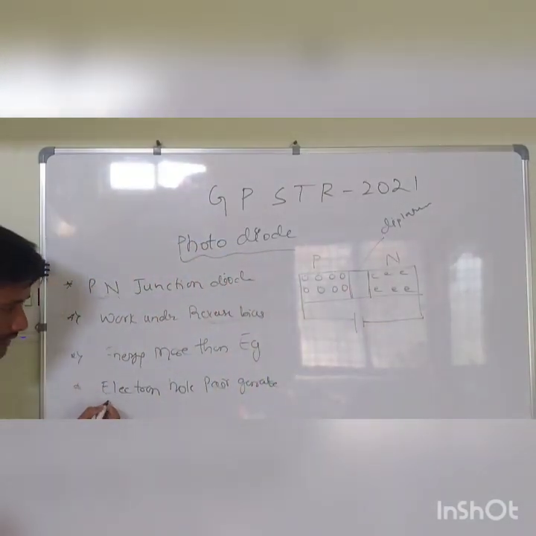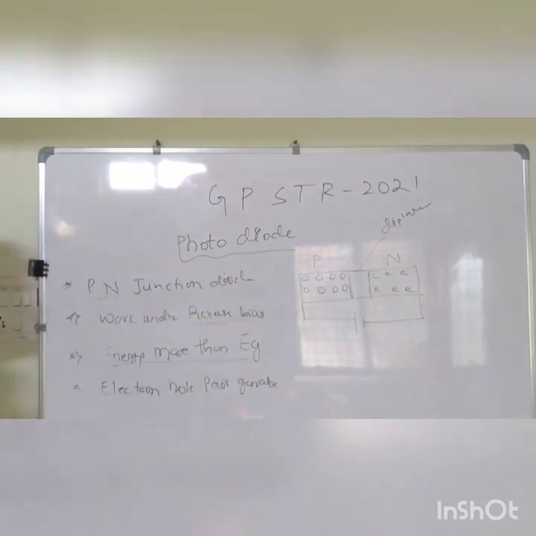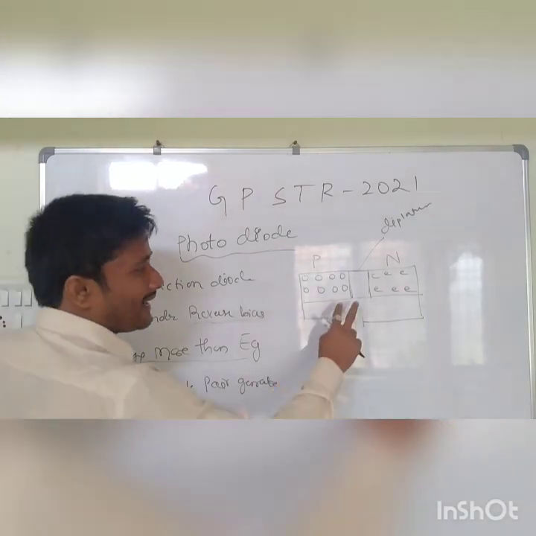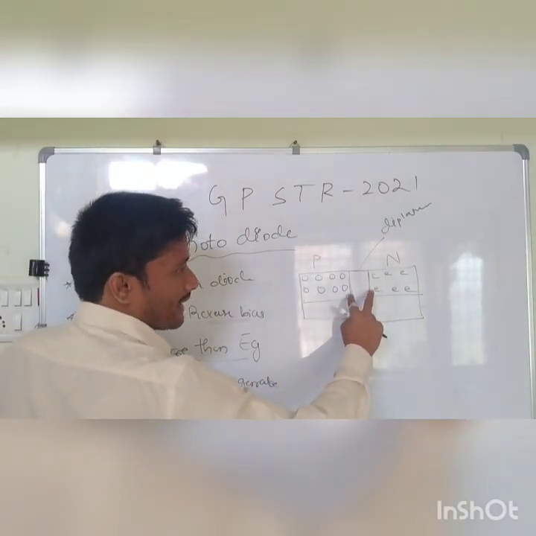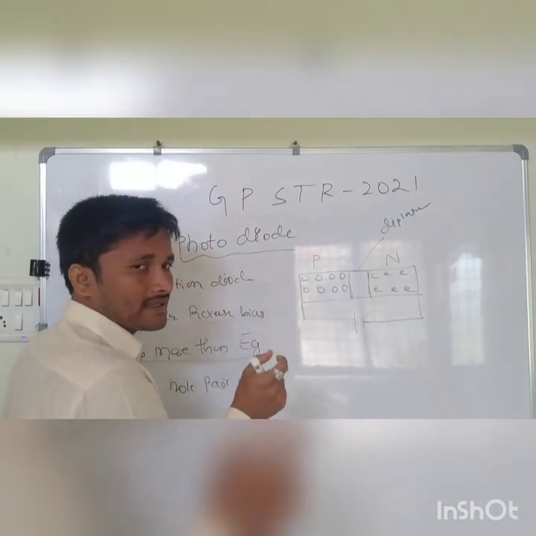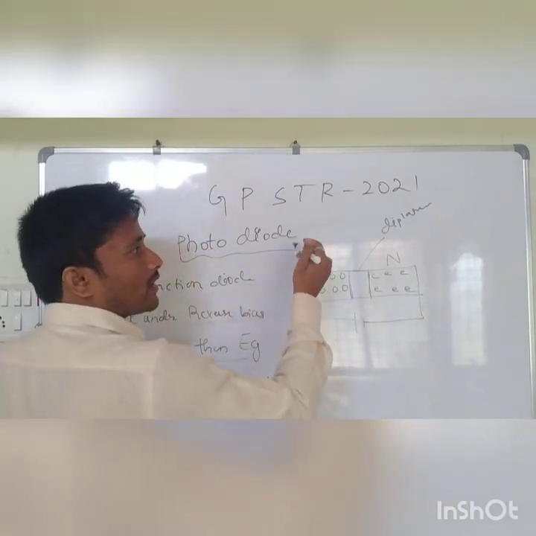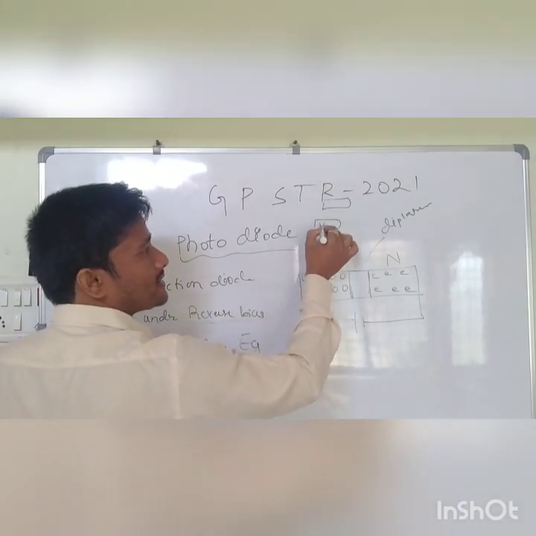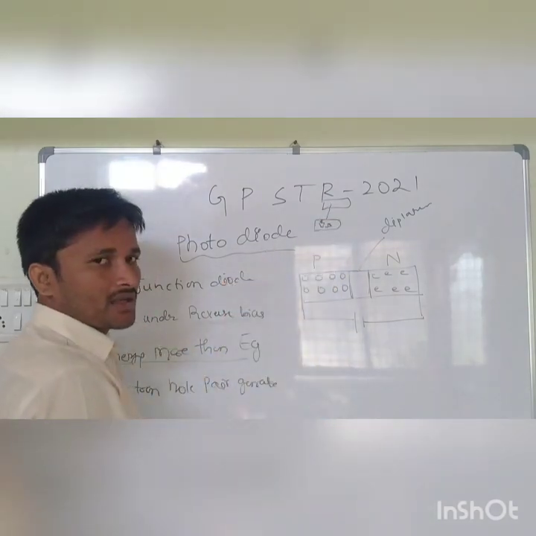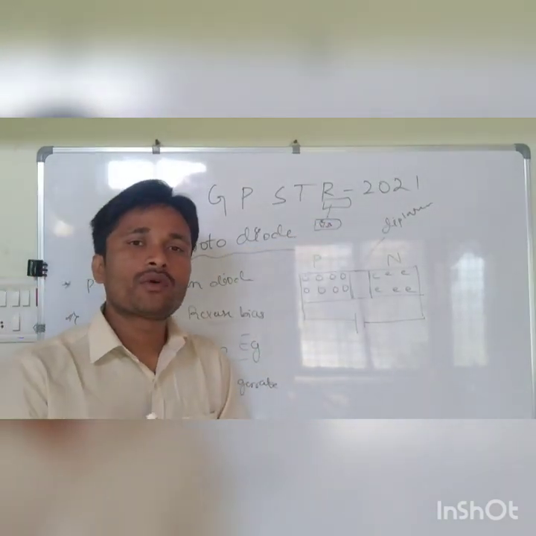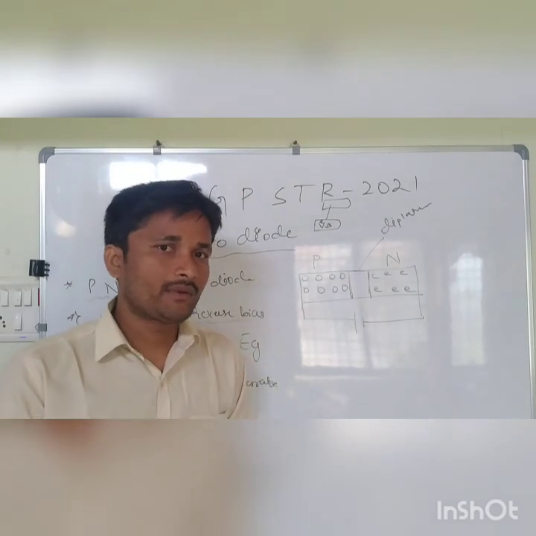Here I have written energy more than Eg. This is the energy gap. Once the energy gap is fulfilled, what happens? The valence band electron easily moves to the conduction band. Once a valence band electron moves to the conduction band, there will be a flow of electricity. You have to remember this one.